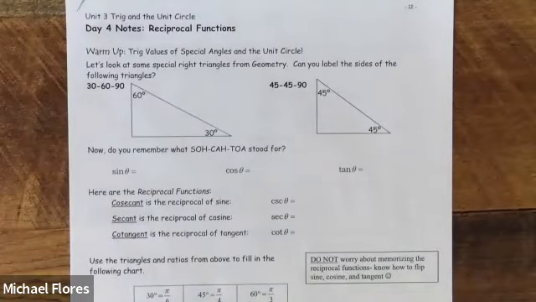Unit 3, Day 4 notes. Here we go. They have started us off with a 30, 60, 90 triangle, a 45, 45, and 90 triangle.